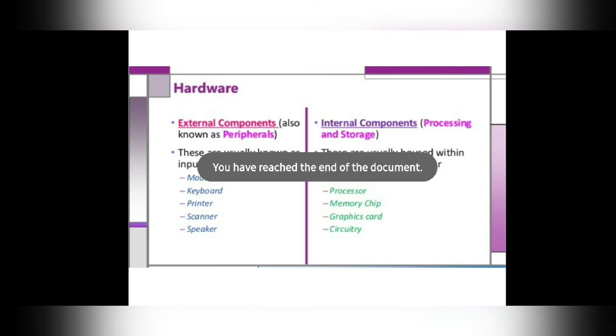And now see internal components. These are also called processing and storage. They are usually housed within the casing of the computer, within the CPU box, fitted on the motherboard, like hard disk, processor, memory chip, graphics card, NIC, circuitry, RAM, ROM. These are the internal components. So there are basically two types of hardware.